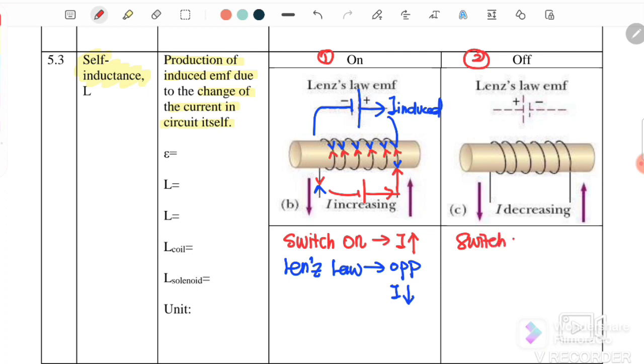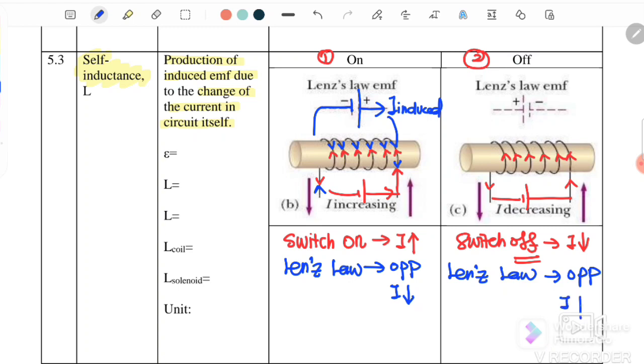When we switch off, there is also a change because the current is reduced. Initially the current is flowing in anti-clockwise direction. When we switch off, the current is reduced and becomes 0. Following Lenz's law, it will try to oppose the changes, meaning that when I is reducing, it will try to increase the current and maintain it back. So it will flow in anti-clockwise direction, because it is trying to maintain the current.